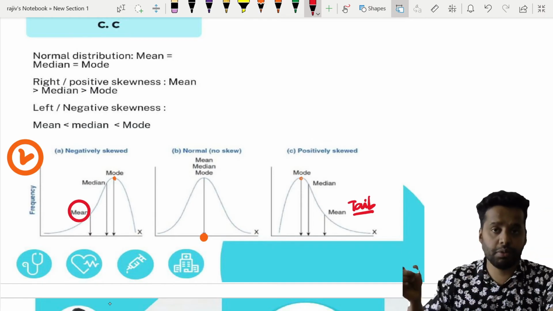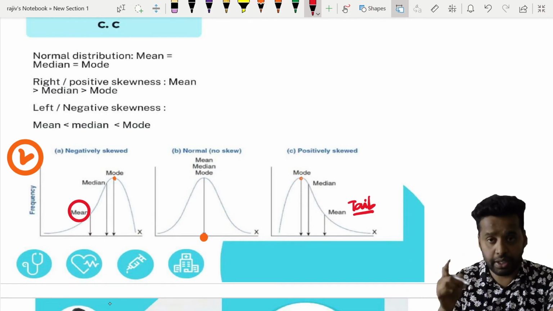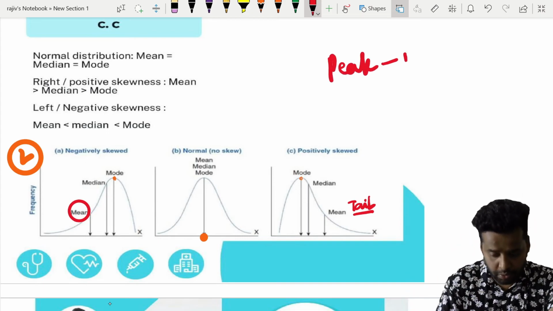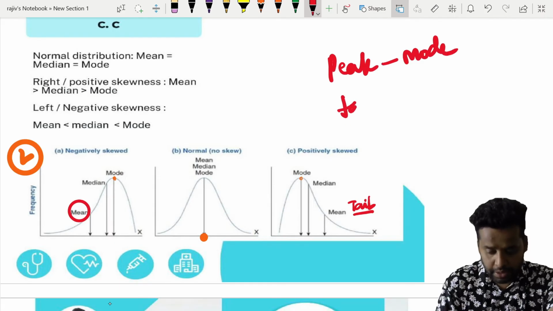The tailing is towards the side. Tailing will indicate the mean. Peak is mode. Always remember, peak is mode. The tail is the mean in the data.